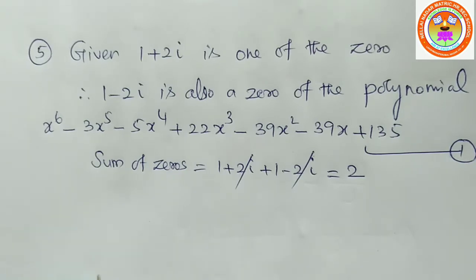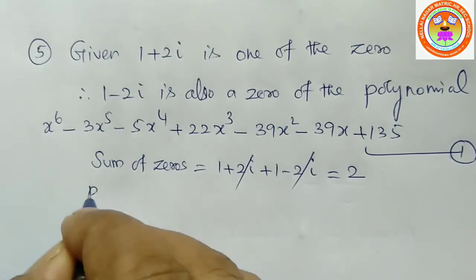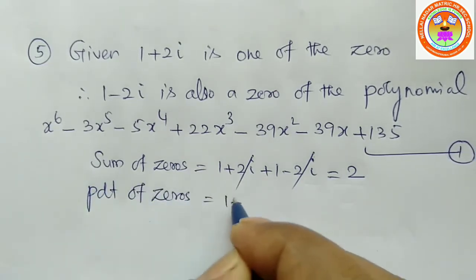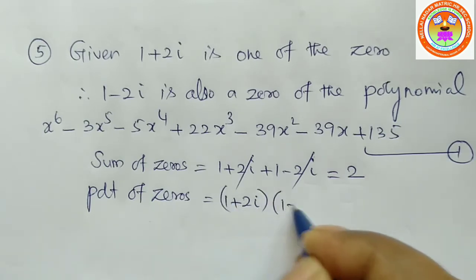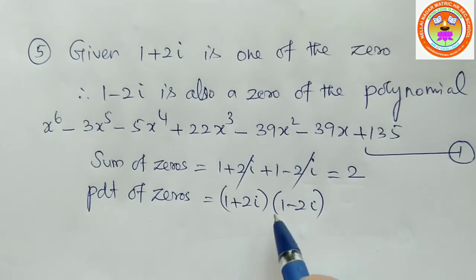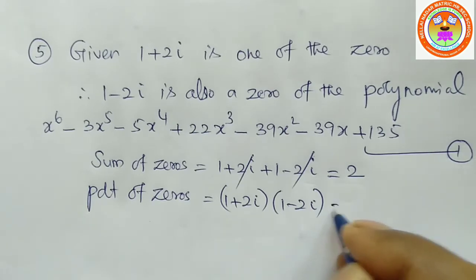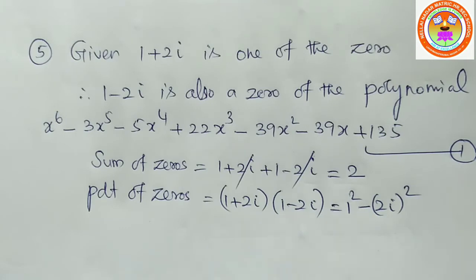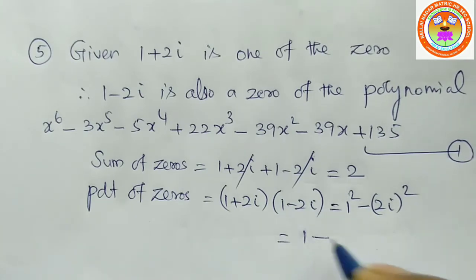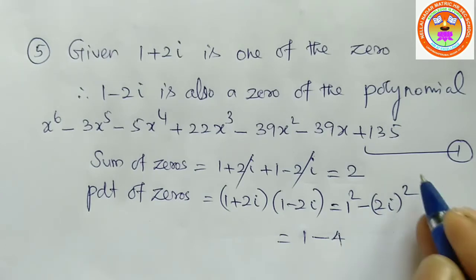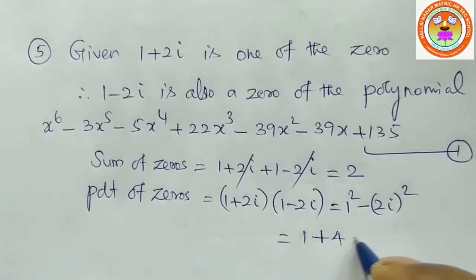Likewise, we find the product of zeros, that is 1 plus 2i into 1 minus 2i. It is in the form (a plus b) into (a minus b), so we can write a square minus b square. That is 1 square minus (2i) whole square, which equals 1 minus 4 into i square. I square is minus 1, so minus times minus is plus. So the answer is 5.